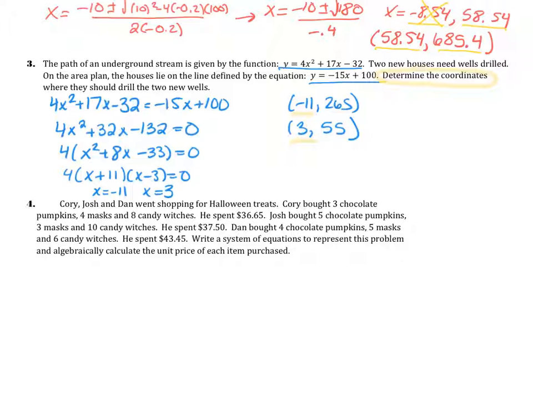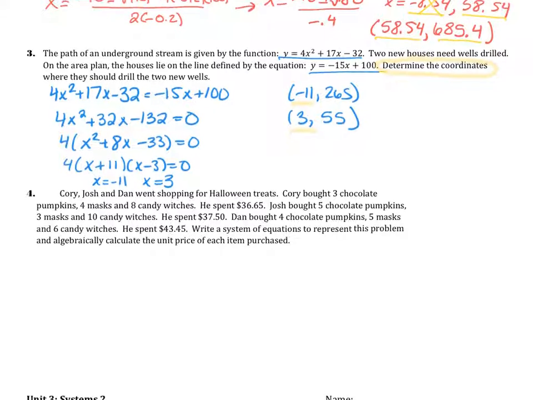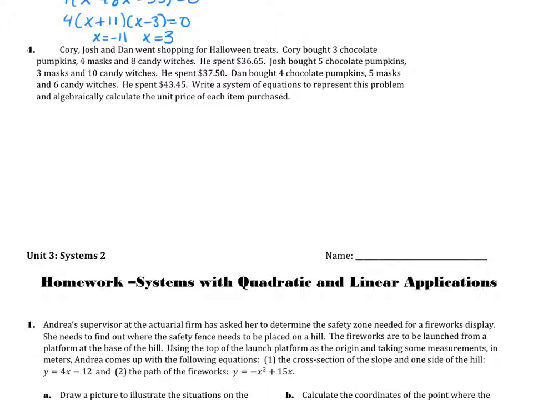Now our last problem, number 4, is a little bit different. So let's read it. It says, Corey, Josh, and Dan went shopping for Halloween treats. Corey bought 3 chocolate pumpkins, 4 masks, and 8 candy witches. He spent $36.65. Josh bought 5 chocolate pumpkins, 3 masks, and 10 candy witches, and he spent $37.50. Dan bought 4 chocolate pumpkins, 5 masks, and 6 candy witches for $43.45.